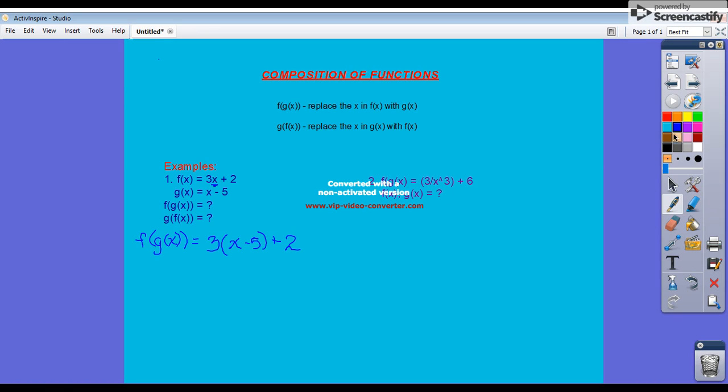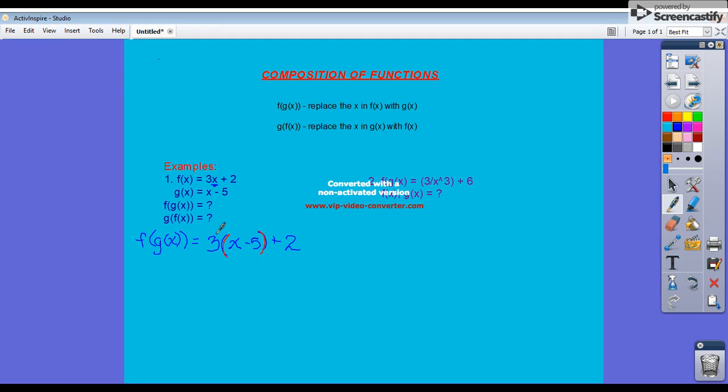So keep in mind that anytime you have an expression, meaning anything with plus or minus, it needs to be substituted in parentheses. Otherwise, the distributing won't be done correctly. So keep that in mind. You're just writing the f function. You're replacing the x in f of x with whatever g is.